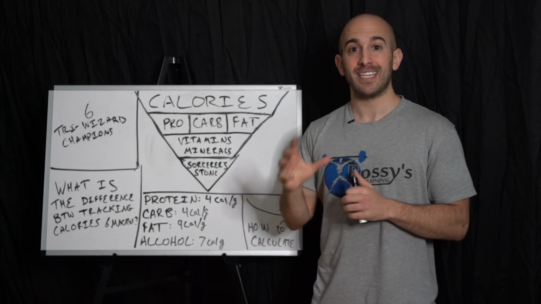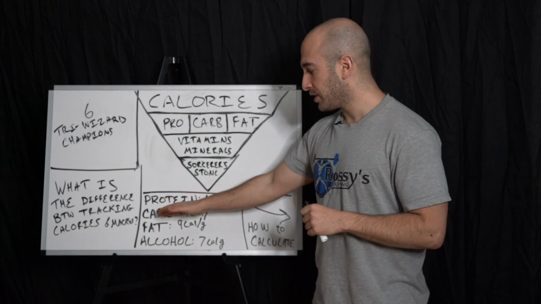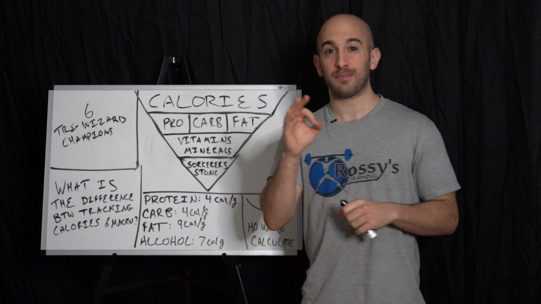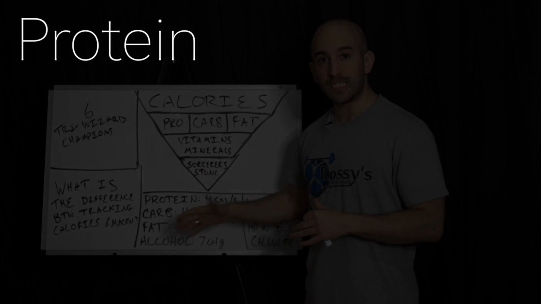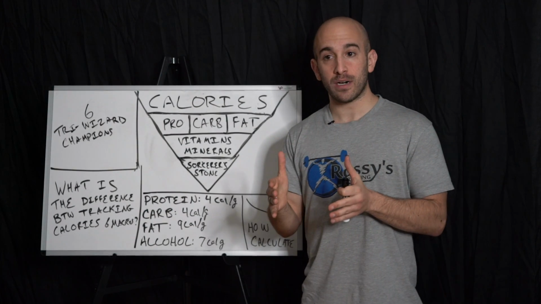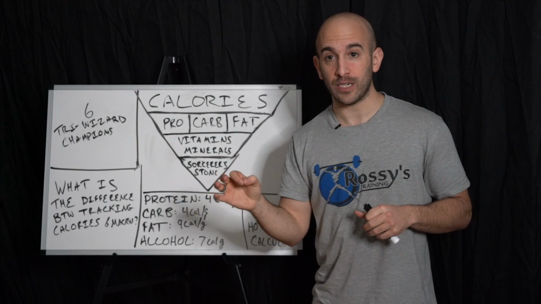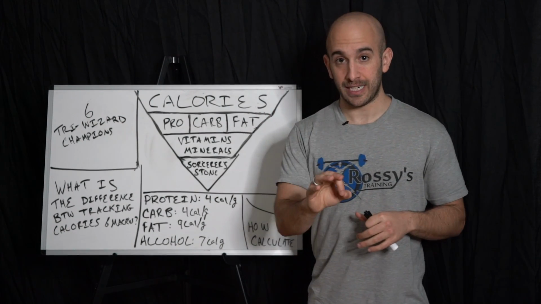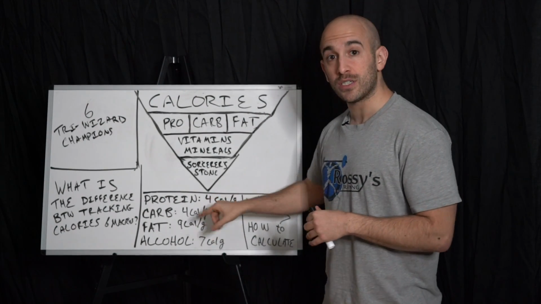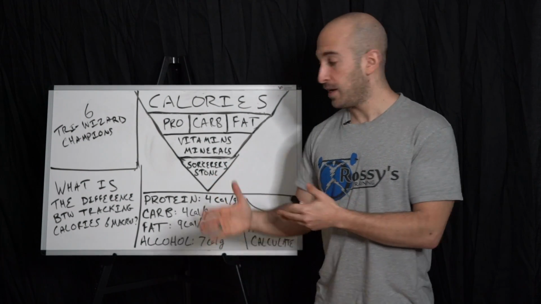Now let's get into the actual composition of your macros. For the macros, we've got protein, carbs, fats, and alcohol. I'm gonna explain alcohol at the end. Protein is 4 calories per gram. Carbs are also 4 calories per gram. This is where people are like, well, all calories are not created equal. No, all calories are created equal. The macronutrients are not created equal, right? So even though they're equal in terms of total energy, the benefits that you get from them are very different.